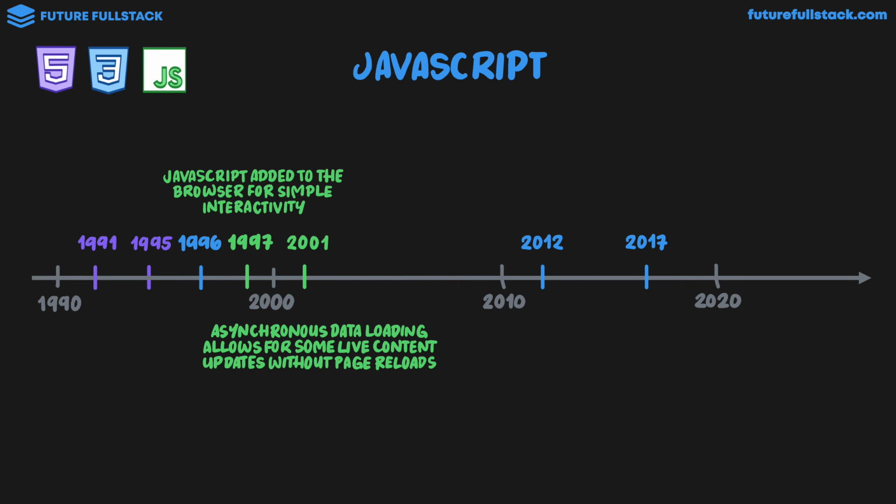The next key date is 2001, where asynchronous data loading allows for some live content updates without page reloads. Alright, there's a scary word there, asynchronous. Don't worry so much about that right now. We're going to be exploring this as an entire topic later on in the course. But now this is the start of the real power of JavaScript.